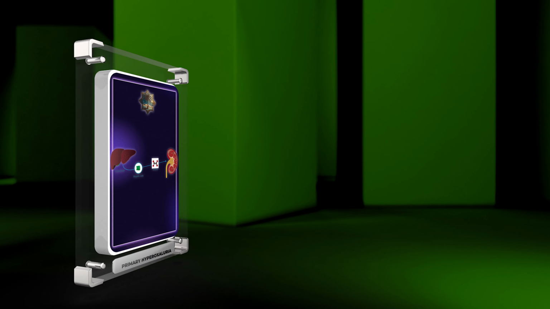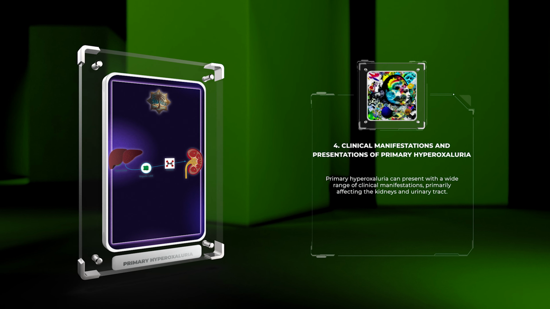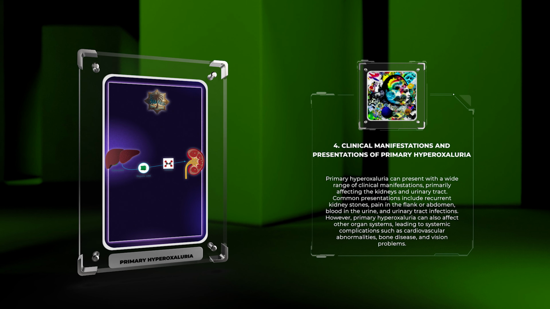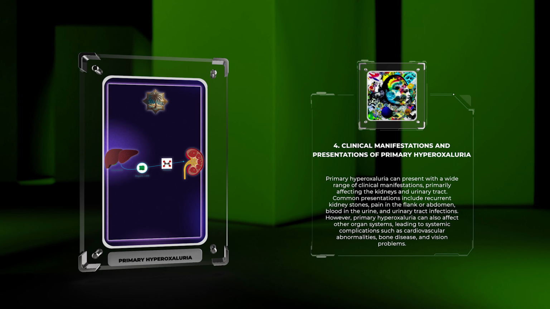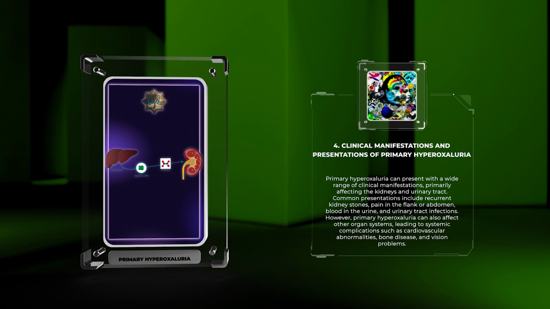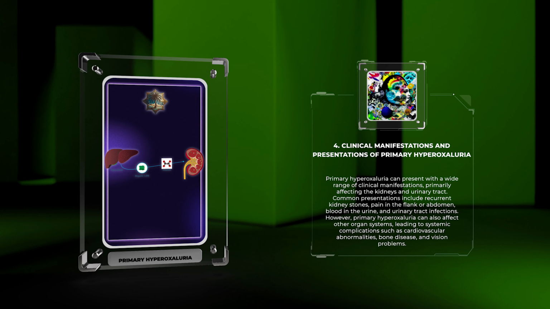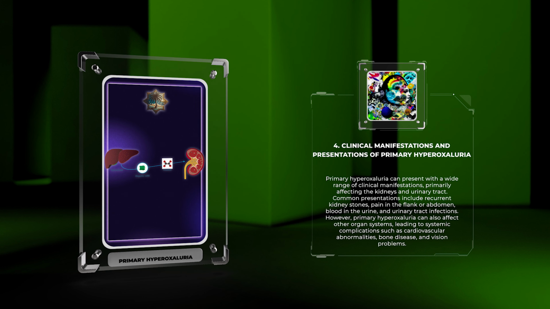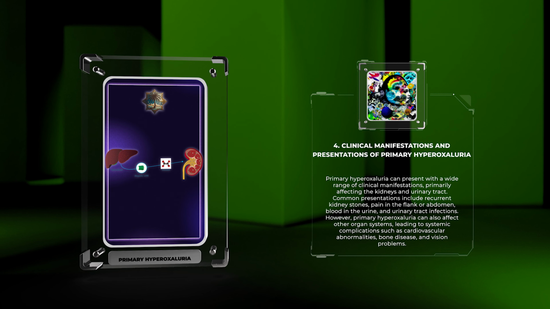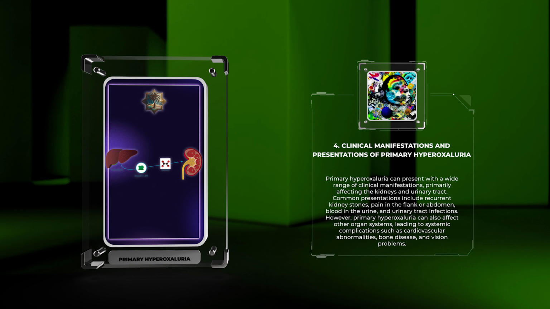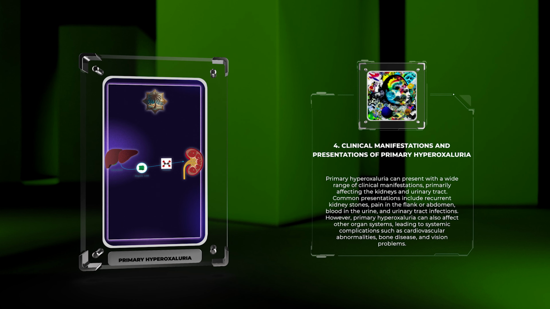Primary hyperoxaluria can present with a wide range of clinical manifestations, primarily affecting the kidneys and urinary tract. Common presentations include recurrent kidney stones, pain in the flank or abdomen, blood in the urine, and urinary tract infections. However, primary hyperoxaluria can also affect other organ systems, leading to systemic complications such as cardiovascular abnormalities, bone disease, and vision problems.